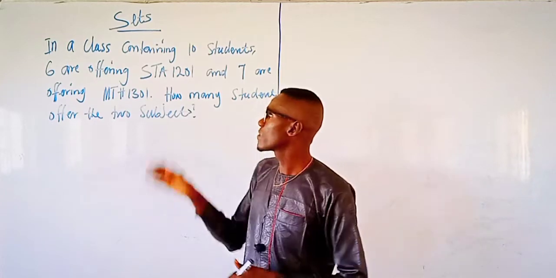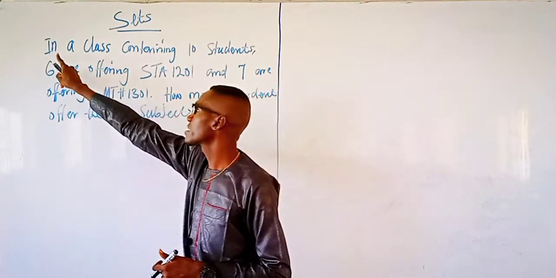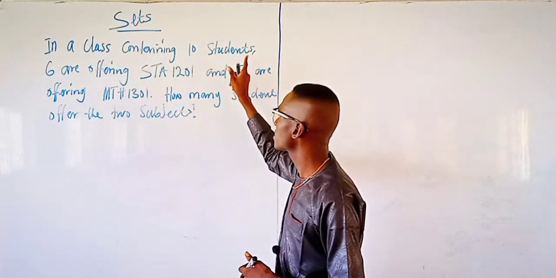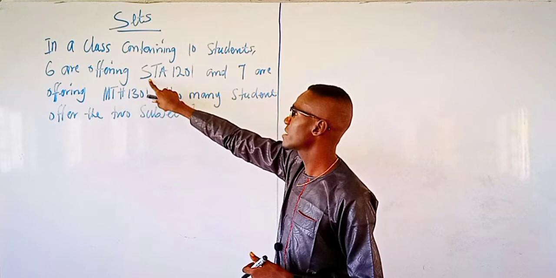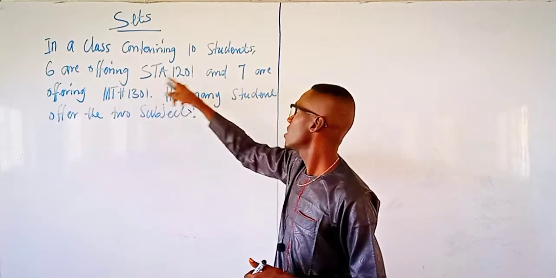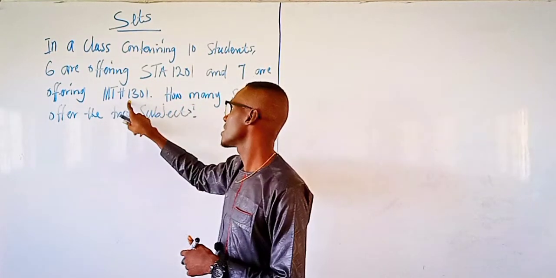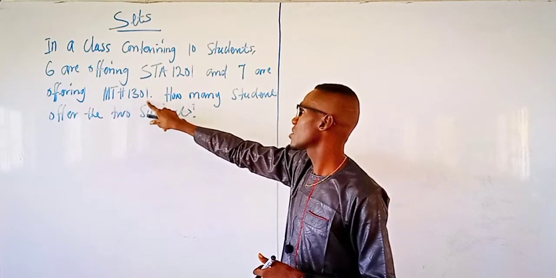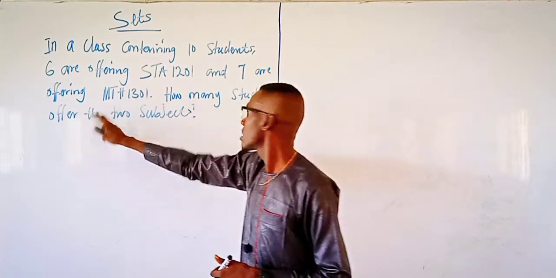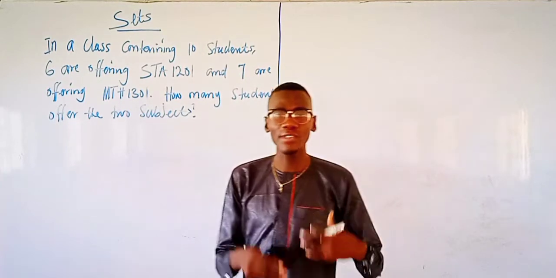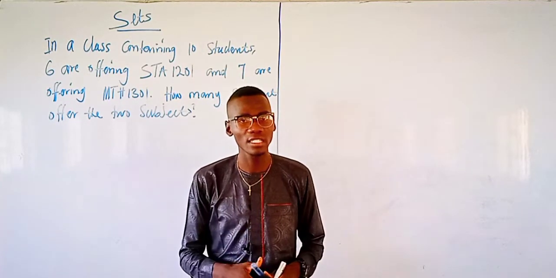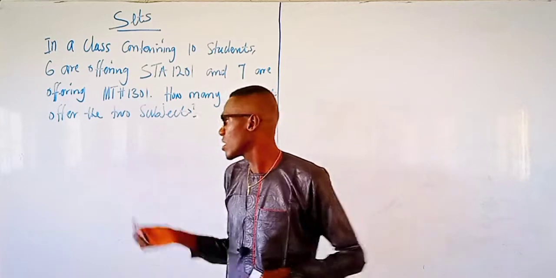learned, right? So in today's question, we have a question that says, in a class containing 10 students, 6 are offering STA 1201. This STA means statistics, right? And 7 are offering MTH, which is Maths 1301. How many students offer the two subjects? That's the question, right? So using the idea we've gotten in the previous videos, let's see what we get.